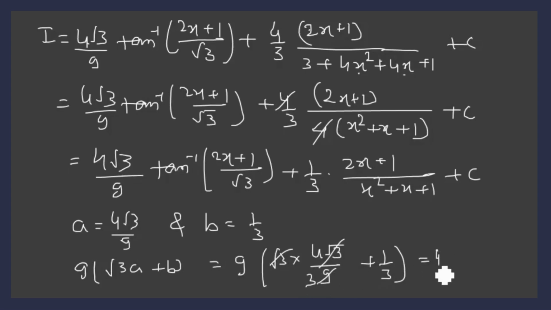So we have 9 here, and in the bracket 4 plus 1, that is 5 by 3. Cancelling, it is 3 times 5, that is 15. So the final answer for this question is 15.